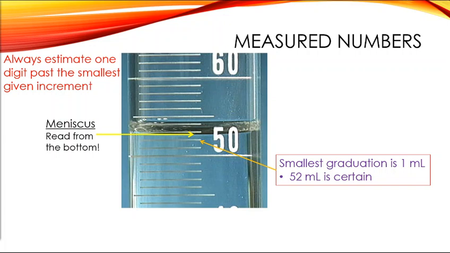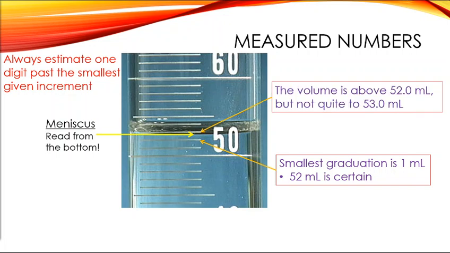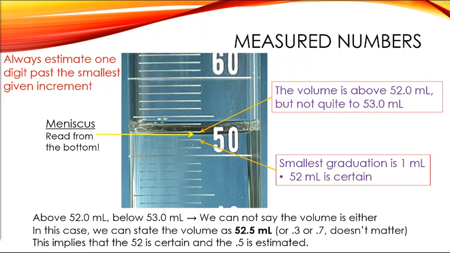Because it's not on the 52 and it's not on the 53, you can't tell me either of those numbers is correct, because you're not going to give me the exact information I'm looking for. If you say 52, you're under what it's supposed to be. If you say 53, you're over what it's supposed to be. So in these cases, you have to give me an estimated digit. Because it's between 52 and 53, you can write the value down as 52.5.